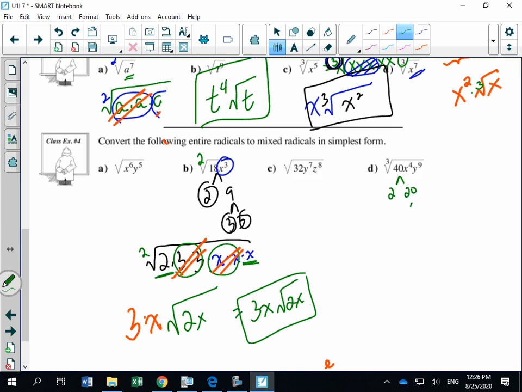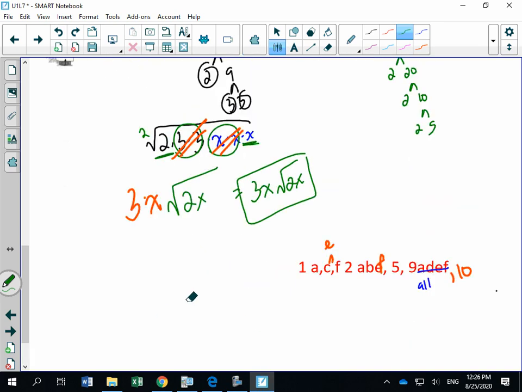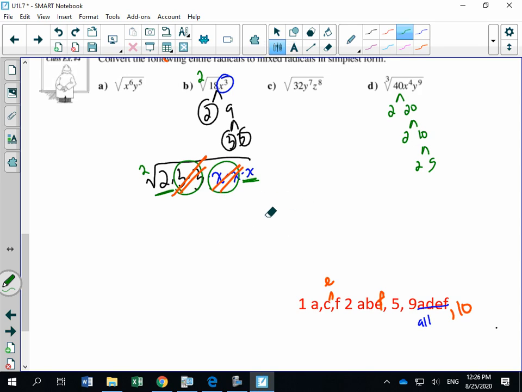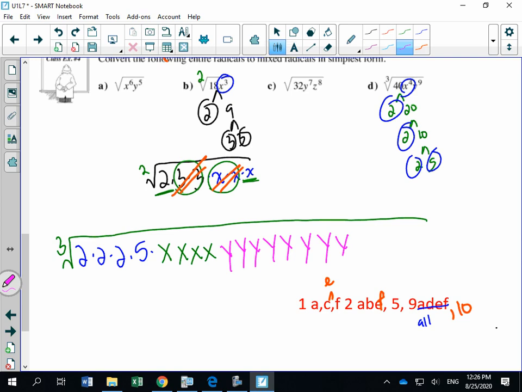Let's do this last one, 40. 40 is 2 and 20. 20 is 2 and 10. 10 is 2 and 5. Okay, so this is going to be long. So the third root of, watch how long this one's going to be. 40 is 2 times 2 times 2 times 5. And 4 x's. And 9 y's. 1, 2, 3, 4, 5, 6, 7, 8, 9.